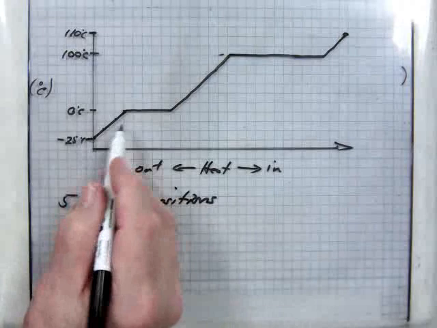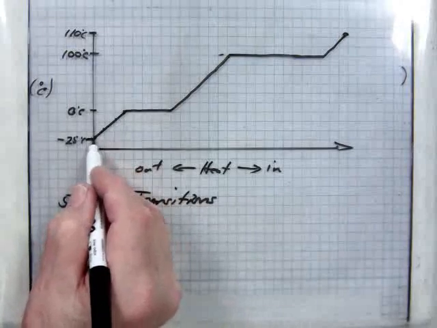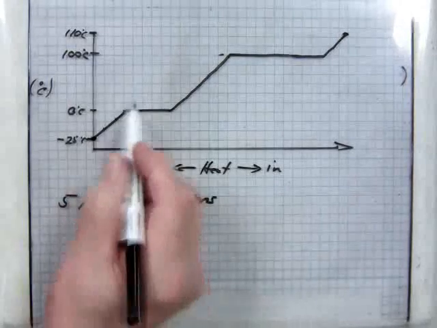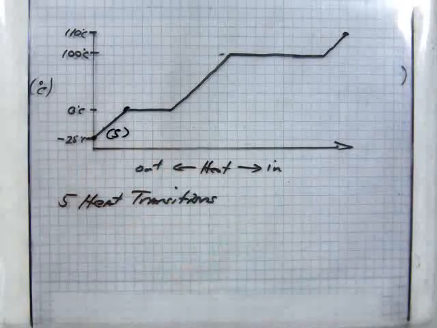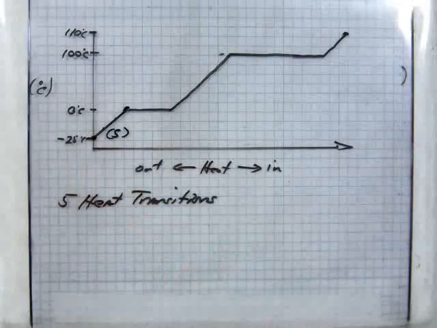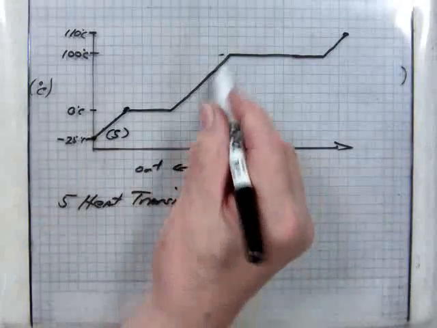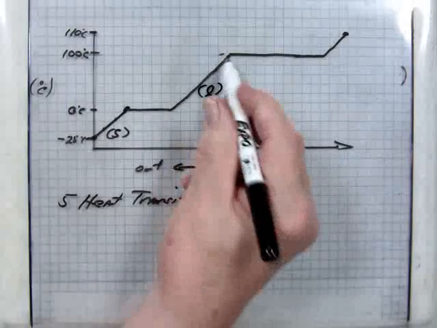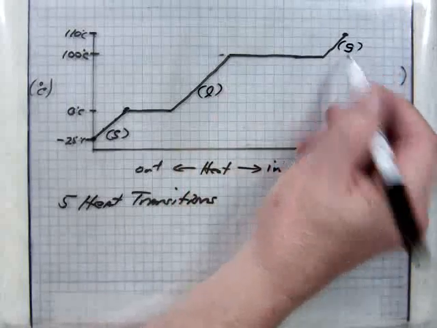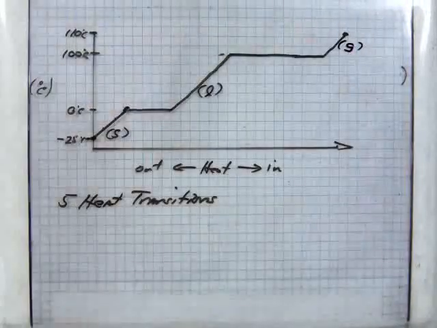Here is the ice at minus 25 degrees to 0 degrees, and that's ice only. It's not melted yet. Here in this next slope line is liquid. This is water being heated, and here is your steam up here: solid, liquid, and gas form.